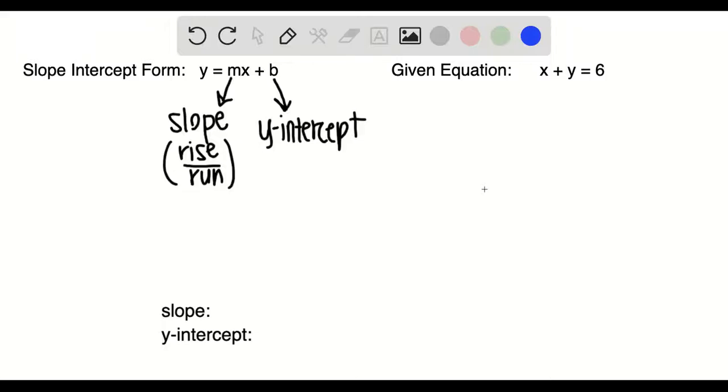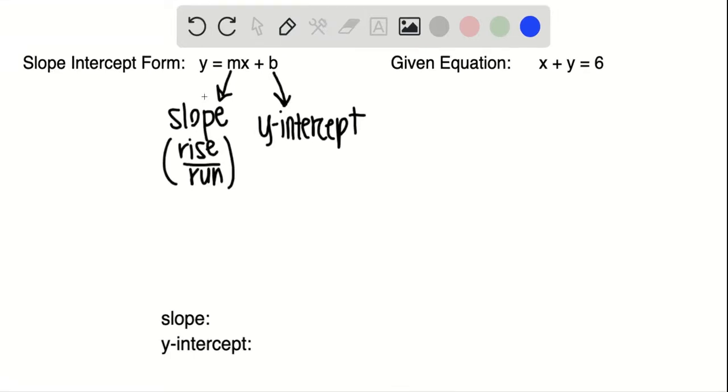In this question, we are asked to find the slope and the y-intercept, but before we can find the slope and the y-intercept, we need to write the given equation in slope-intercept form. Slope-intercept form is y equals mx plus b, where m is the slope, meaning rise over run whenever you graph, and b is the y-intercept.